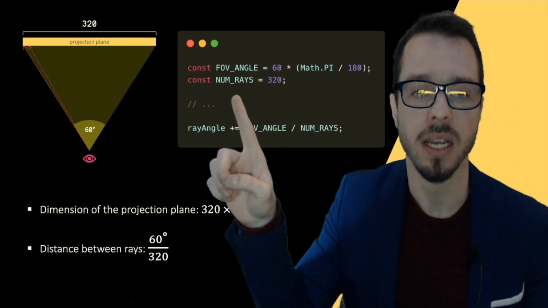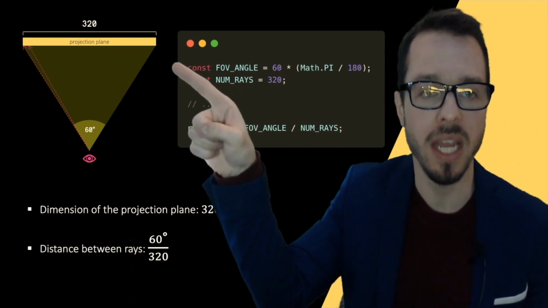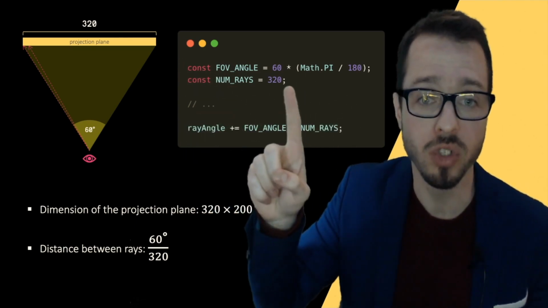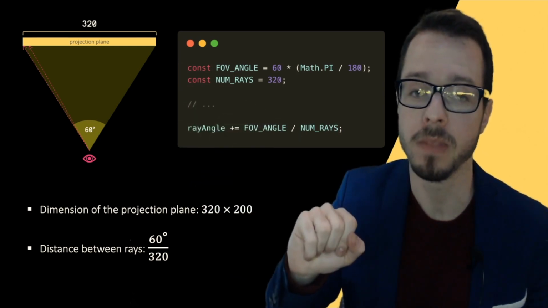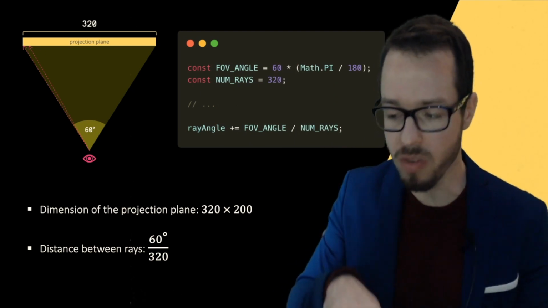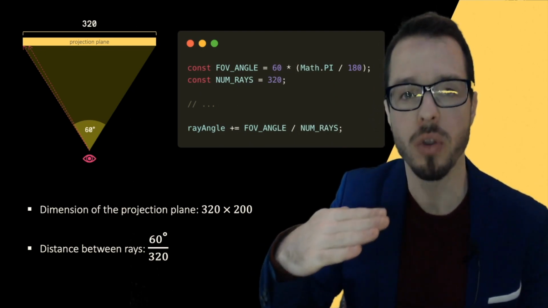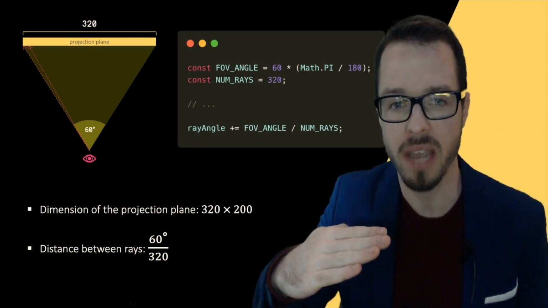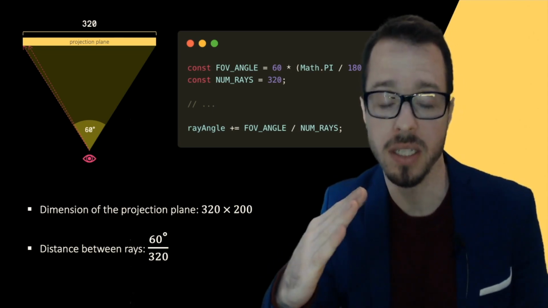Good stuff. I also have how many rays I'm going to have, because how many rays I'm going to have means how many columns I'm going to have. That is equal to 320, which is equivalent to how many columns I have in my projection plane. Let's say that I declare these two constants, and then right there in the middle of my code, let's say that I have to calculate something. I have an angle of a ray, and I have to calculate how much I have to increment to get to the next one, to the one on the right.